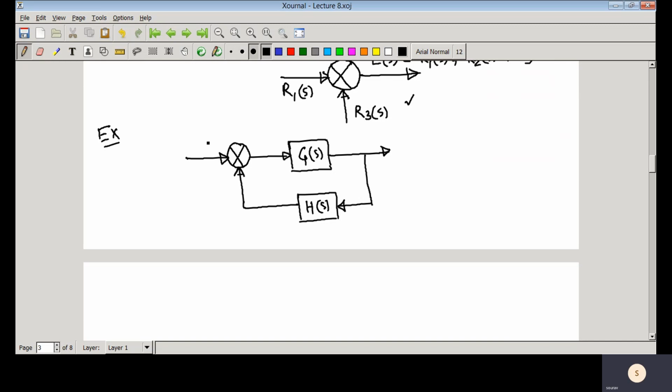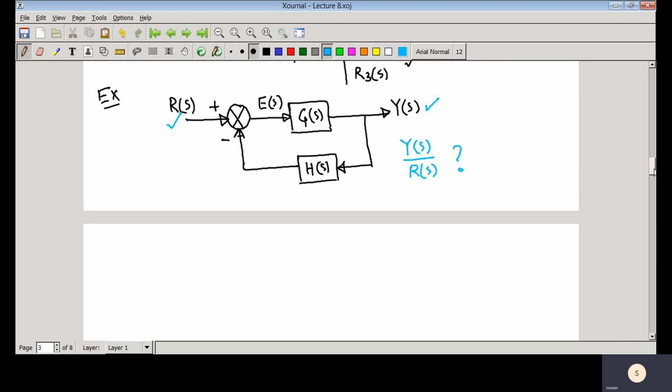So if we take a negative feedback loop, this is the output Y(s), and the reference signal that you have given is R(s), and this one is the error signal E(s). Now we are interested in finding the relation between Y(s) output and R(s). That means what is the transfer function from this reference signal to the measured output signal? So how to solve it?